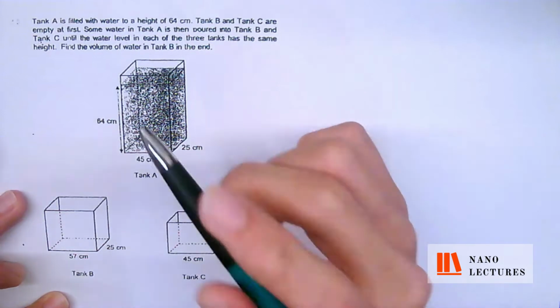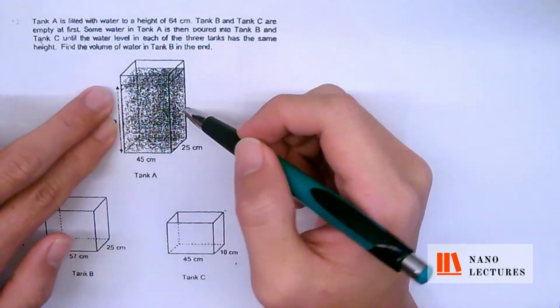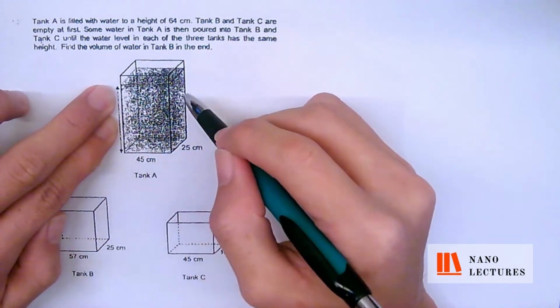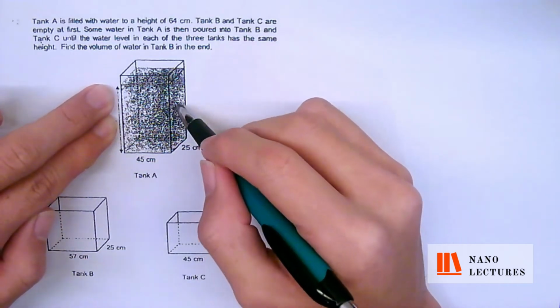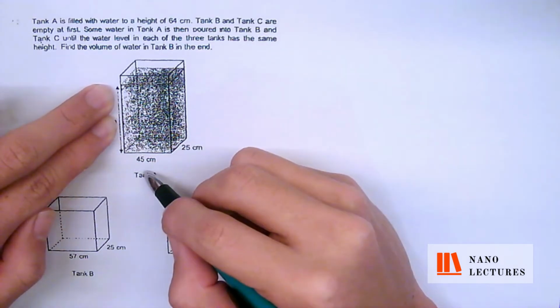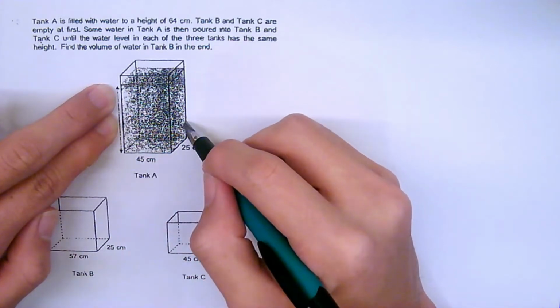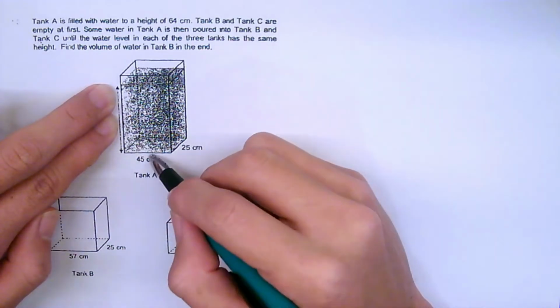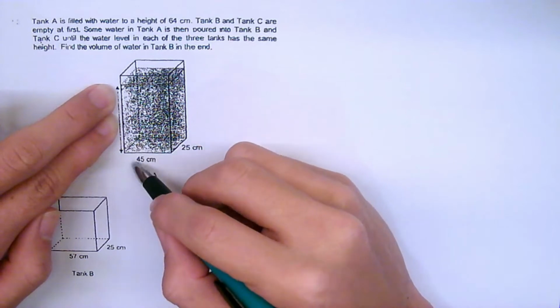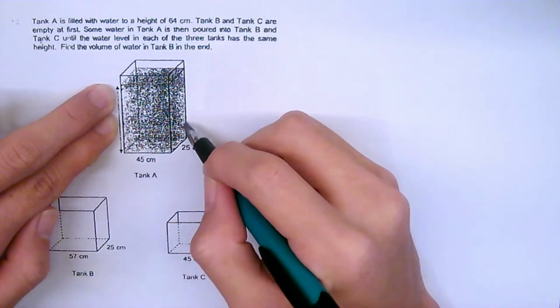Why do I want to do this? Take for example, I don't tell you the height. I tell you that there's a volume of water, maybe 6,000. If you know that the length is 45 and the breadth is 25, how are you going to find the height? You just take 6,000 divided by the base area, which is divided by this, divided by this. Then you find the height.